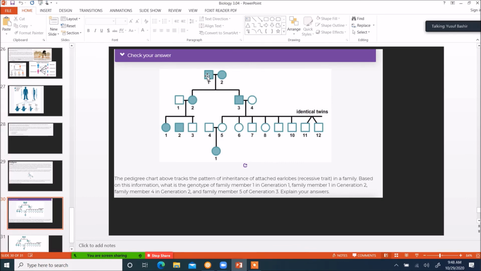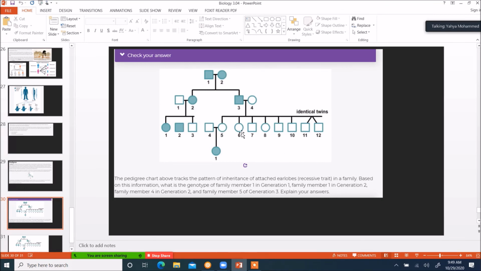So family member 1 in generation 1, that's the first one. Both of his alleles would be recessive, so it'd be lowercase r, lowercase r. If we know that this person is affected and it's a recessive trait, both have to be lowercase r. There's no capitals in there. What do you think for this parent over here, number 2, Yusuf? Same thing, brother. They're both affected, so both are going to be lowercase r, lowercase r.